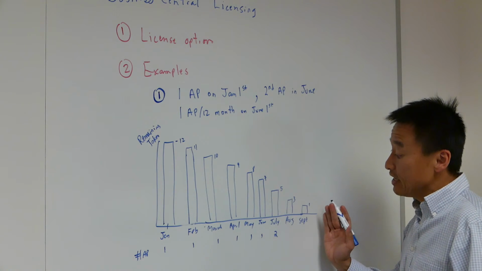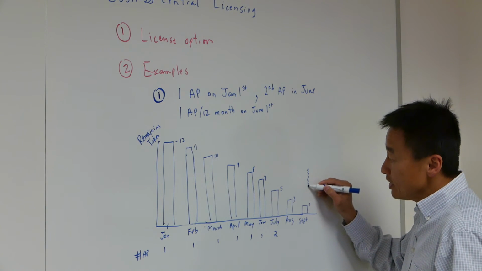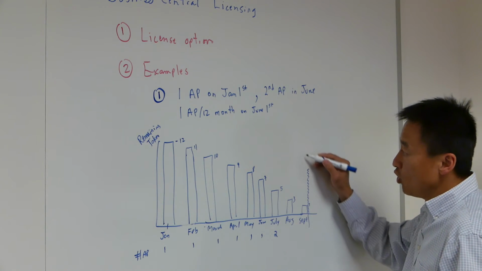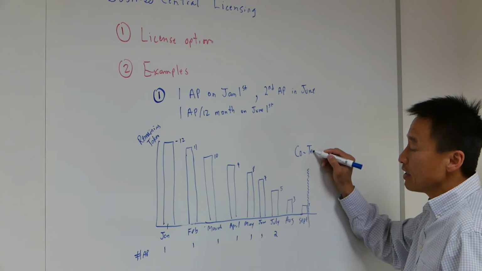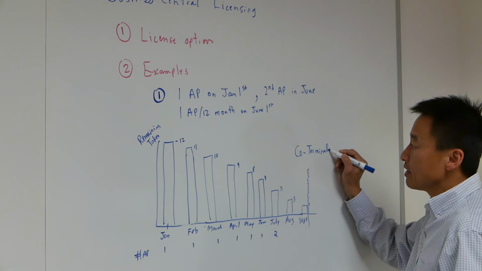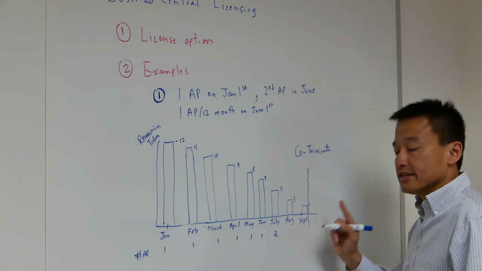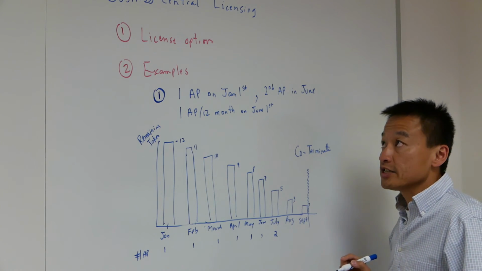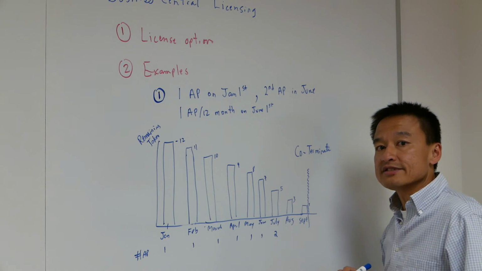But anyway, the key thing here is that both AP1 and AP2 will co-terminate their subscription at the same time. So that's really the concept of our Business Central licensing.